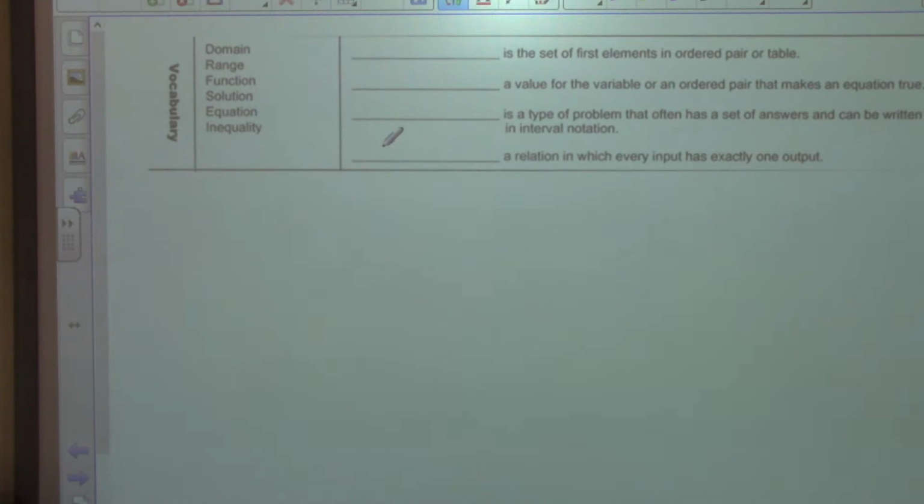Function. Okay, here's an ordered pair table, right? If we have a set of ordered pairs, right? 2, 3. This set of first elements is going to be called what? Domain. Domain, yes.